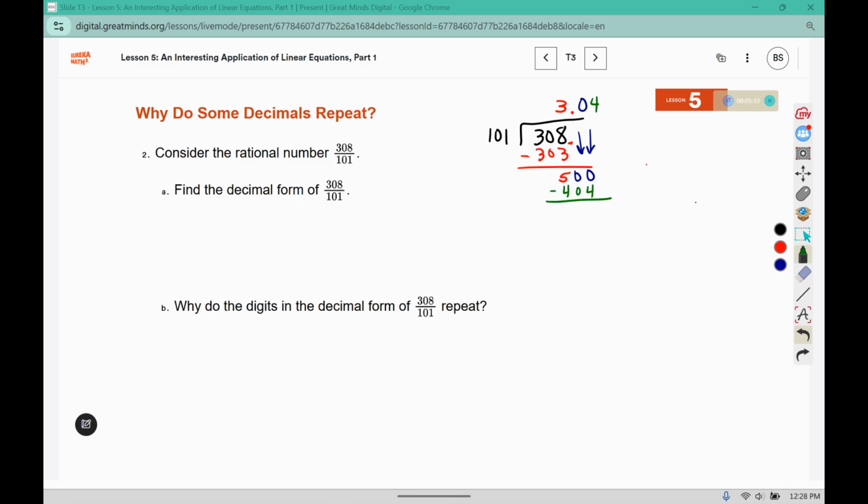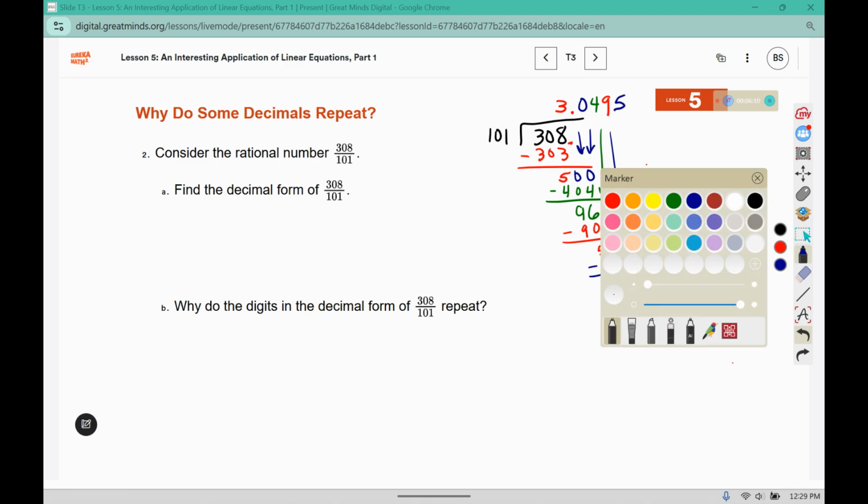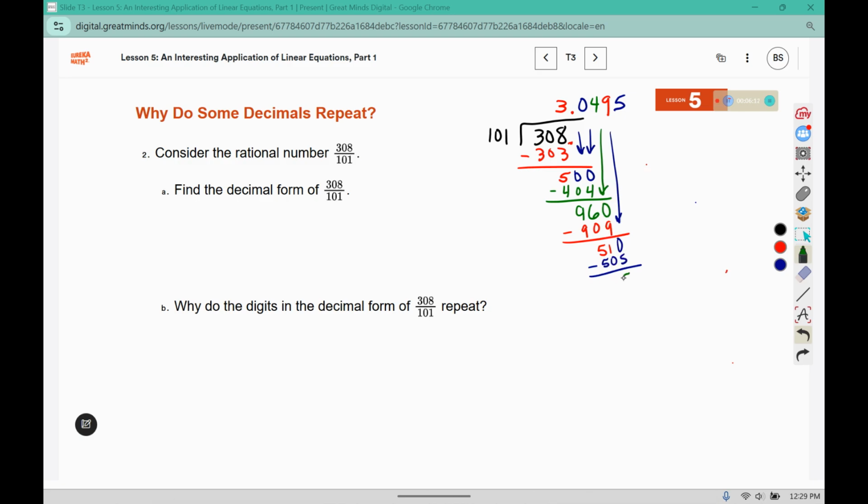500 minus 404 will give us 96 left over. 101 fits into 906 9 times. That would leave us with 51. 101 will fit into 510 5 times. That leaves us with 5.